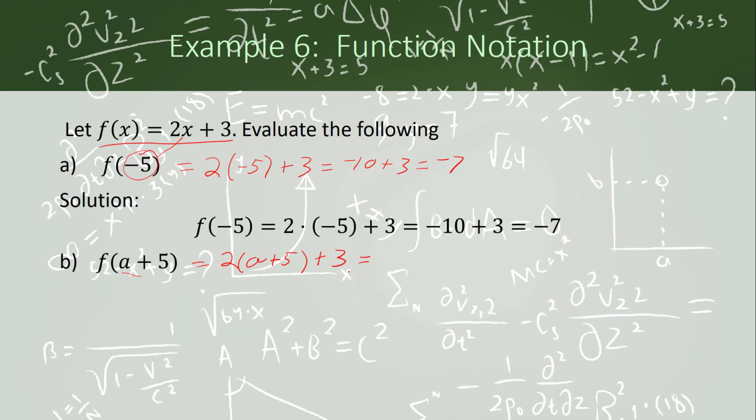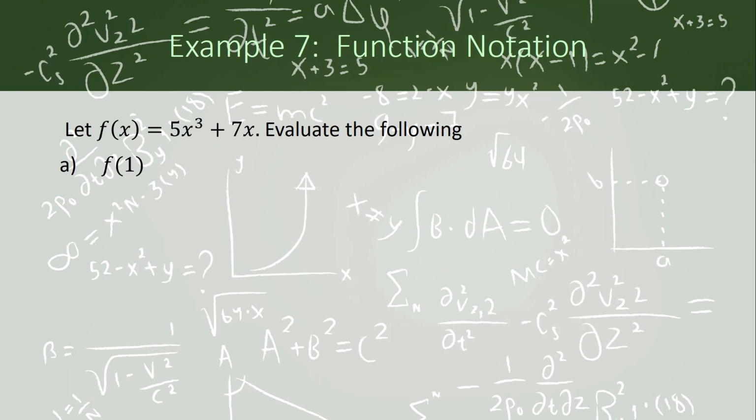Okay, now we want to simplify this, and the first thing we want to do is get rid of the grouping symbols. We can get rid of these grouping symbols by multiplying 2 times a, which will give me 2a, plus 2 times positive 5, which will give me plus 10, plus 3. We can simplify this some more because we have like terms here. So this will give us 2a plus 13. And that would be your answer. And that is, oh, no, I have one more.